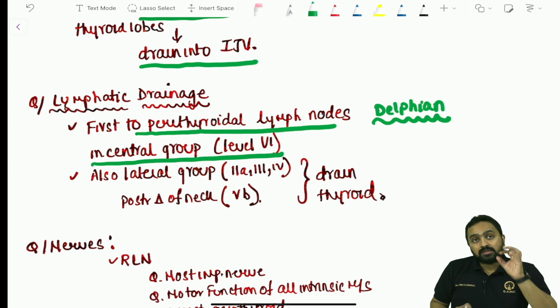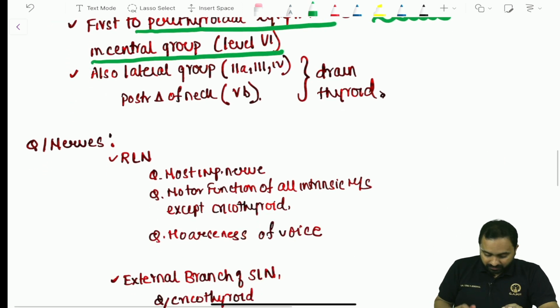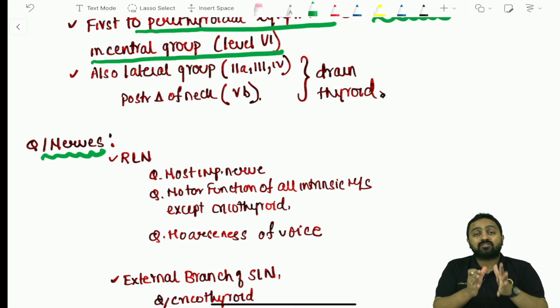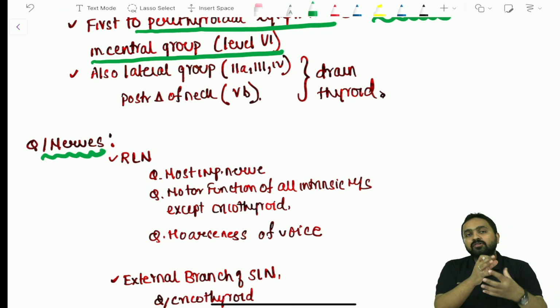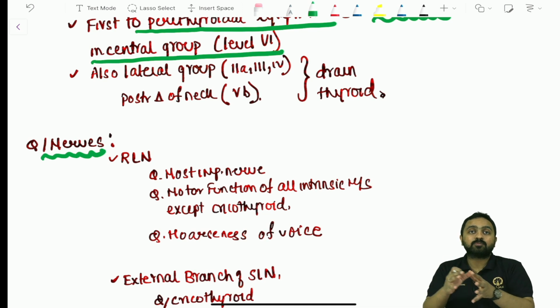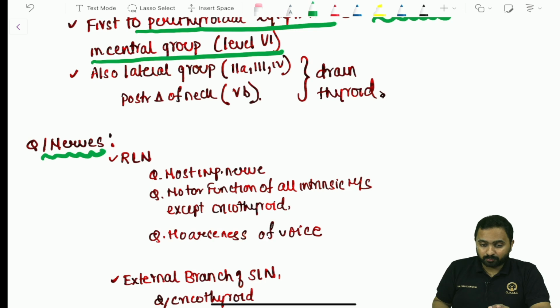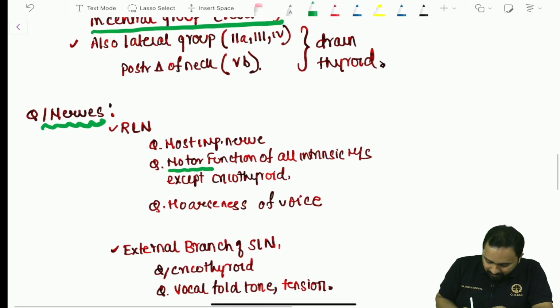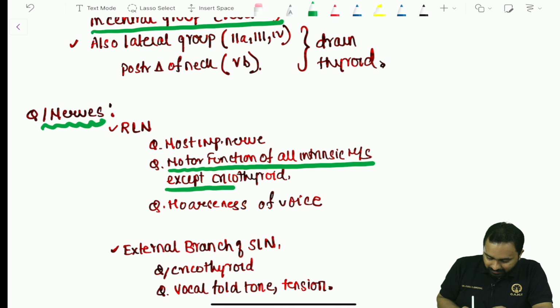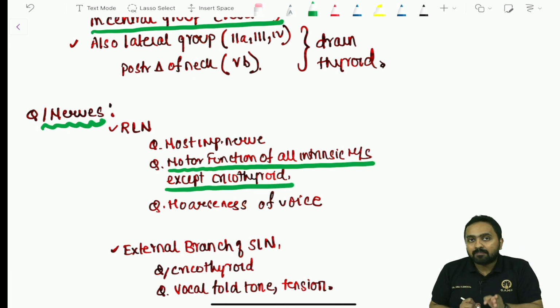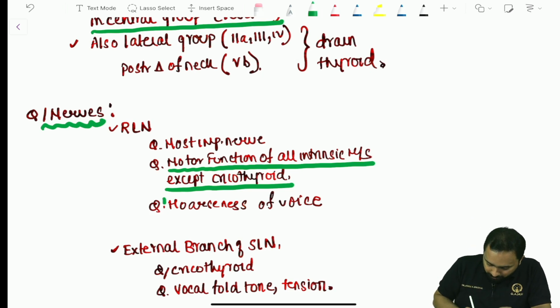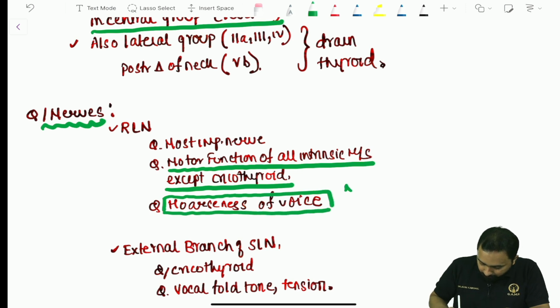Right. Now, the most important part in the anatomy is regarding the nerves, where they try to combine anatomical questions with surgical postoperative complications, right? So the recurrent laryngeal nerve is actually the most important nerve, and what it does is provide motor function to all intrinsic muscles except the cricothyroid. Now, what happens if there is an injury of this recurrent laryngeal nerve? If there is an injury of this nerve, the patient is going to complain of hoarseness of voice, right?